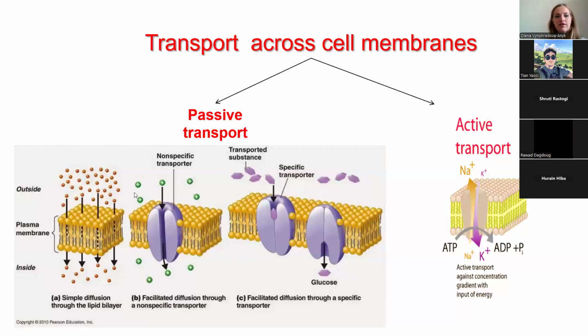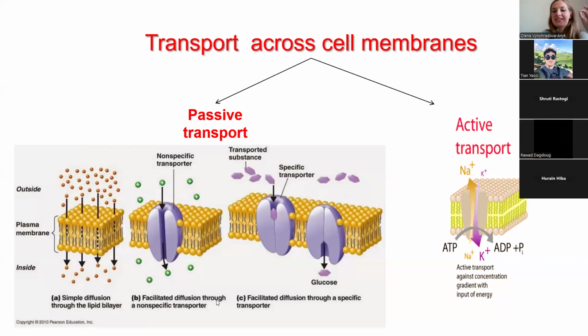Let's look at my picture. What could we see here? First, simple diffusion. With simple diffusion, we are talking about simple substances, for example oxygen or carbon dioxide or other small molecules. They can move through the phospholipid bilayer, and they move from the higher concentration to the lower concentration.